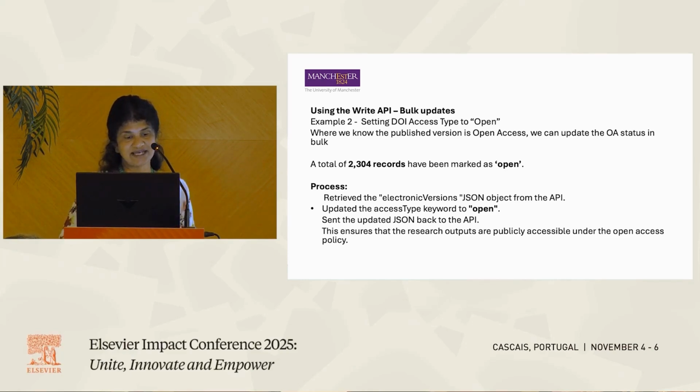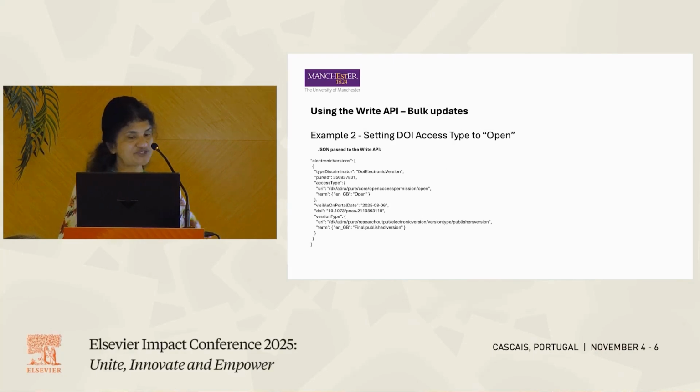This is that small JSON that we retrieve, and you can see we are updating the information and then putting it back. So we don't need to bring in the whole JSON. We need to bring in only that electronic version as part of the JSON, and we send the data back.